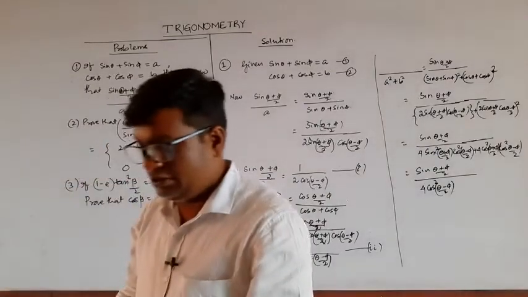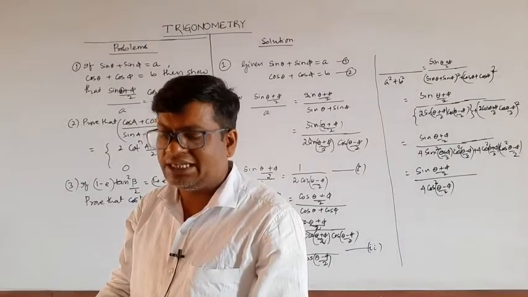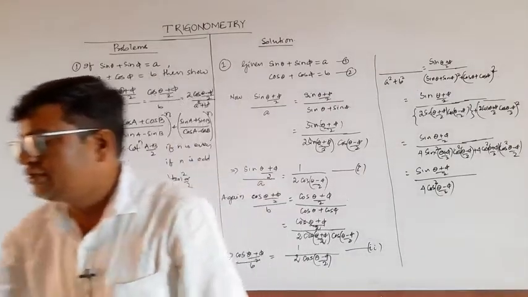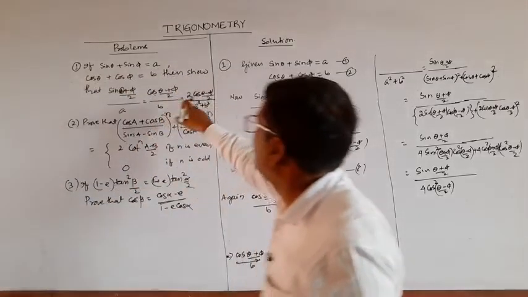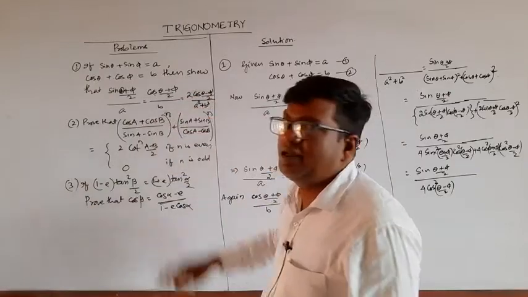Page number 21, question number X bit. Make the correction. So this is what? Correct it here: 2 cos(theta minus pi by 2) divided by a square plus b square.